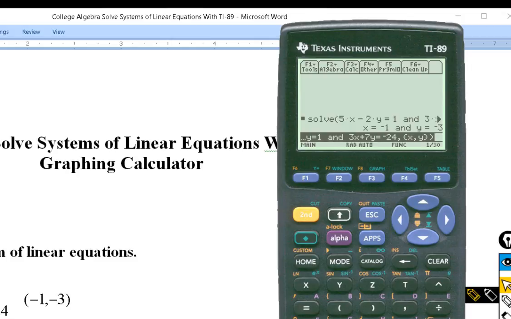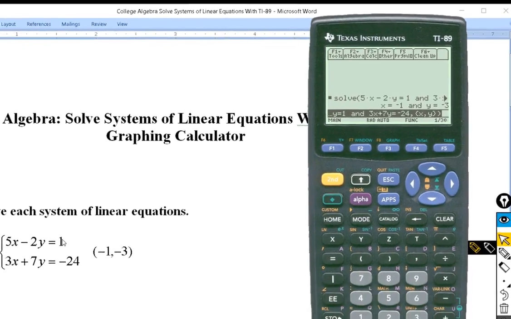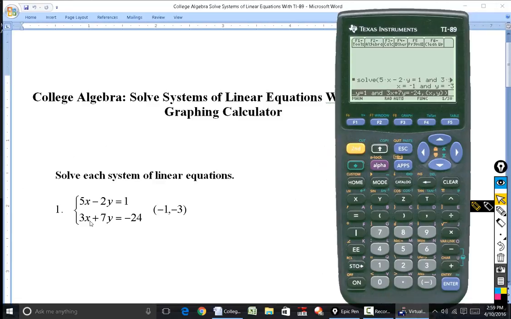And you can usually check these by just plugging into the equation, put a -1 where the x is, put a -3 for where the y is, and you should get a 1 over here. Put a -1 over here in the second one where the x is, -3 here, and you just get a -24. You can check it that way. Okay, so let's clear this. And then we go to the next one.